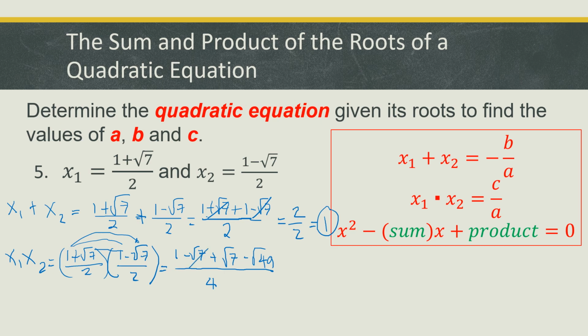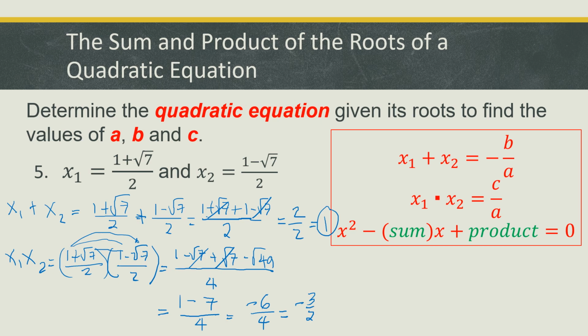So this one will be 0. And the square root of 49 is 7. So we have 1 minus 7 all over 4. 1 minus 7 is negative 6 over 4. Simplify the fraction. We have negative 3 halves.